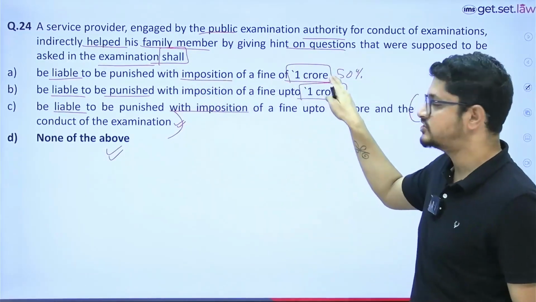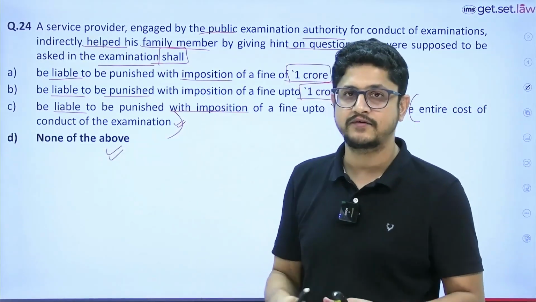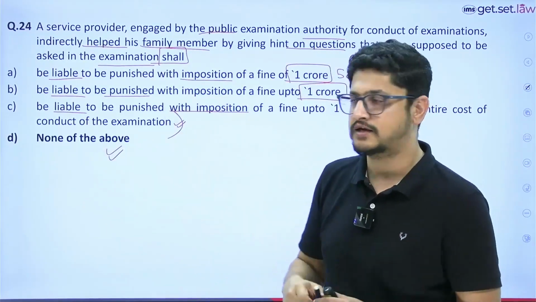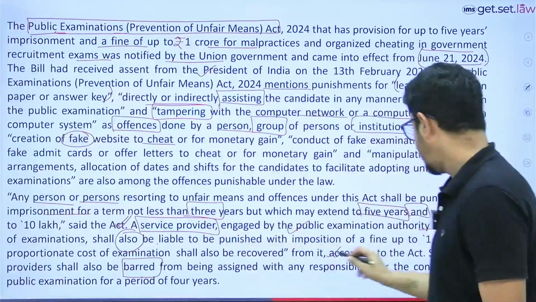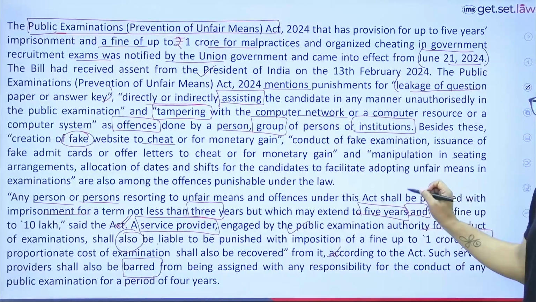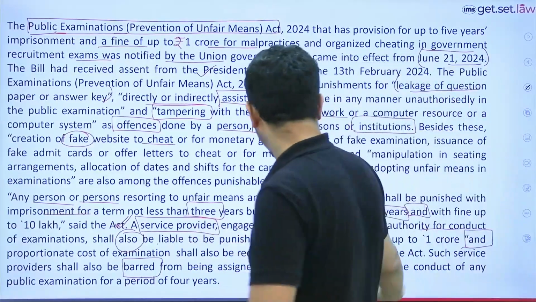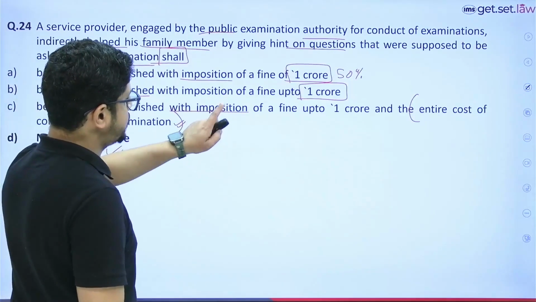Why? Because this is partially correct. It's not only 1 crore. Halfway knowledge we will not apply. We had to mention proportionate cost also, which was there in the paragraph. Again, I'll take you back to the paragraph. It says, and proportionate cost of examination shall also be recovered and will be barred later on. Okay? Accordingly such service provider shall also be barred. So all this information is not given, that's why we'll go with option D.